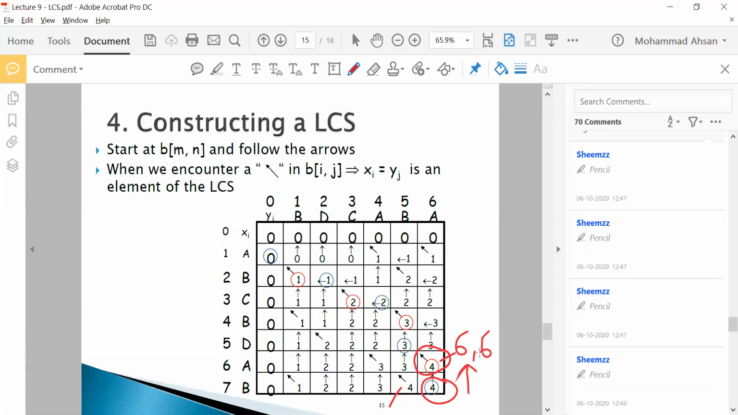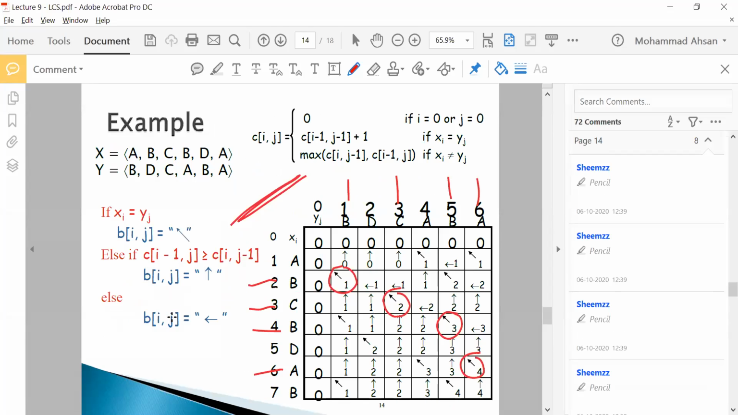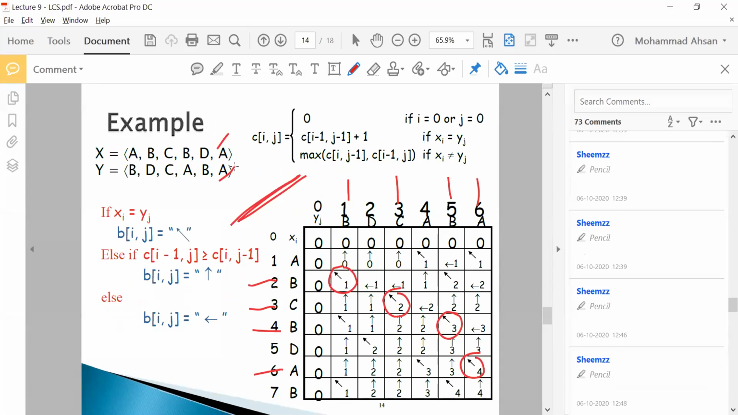So that means the value of this comes from this element, which means that when you were comparing x6 and y6, if you go up and see what x6 and y6 are, it is a and a, so there is a match.